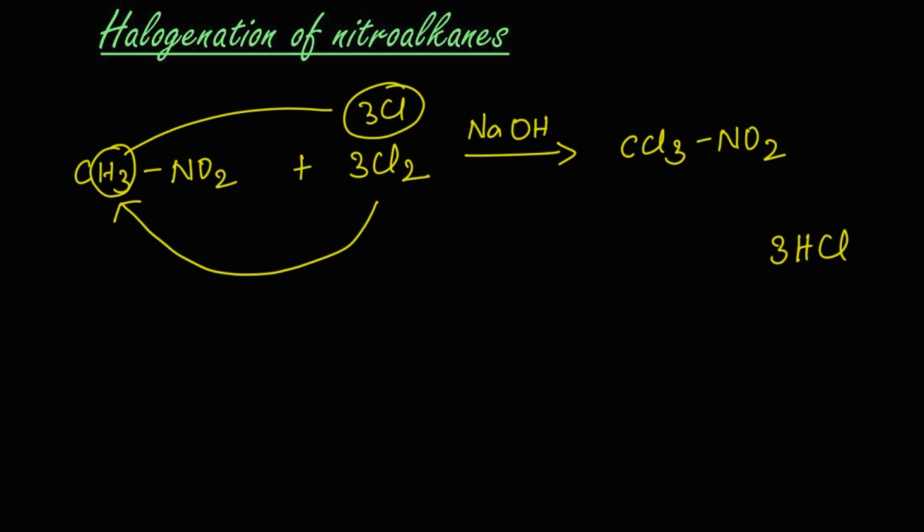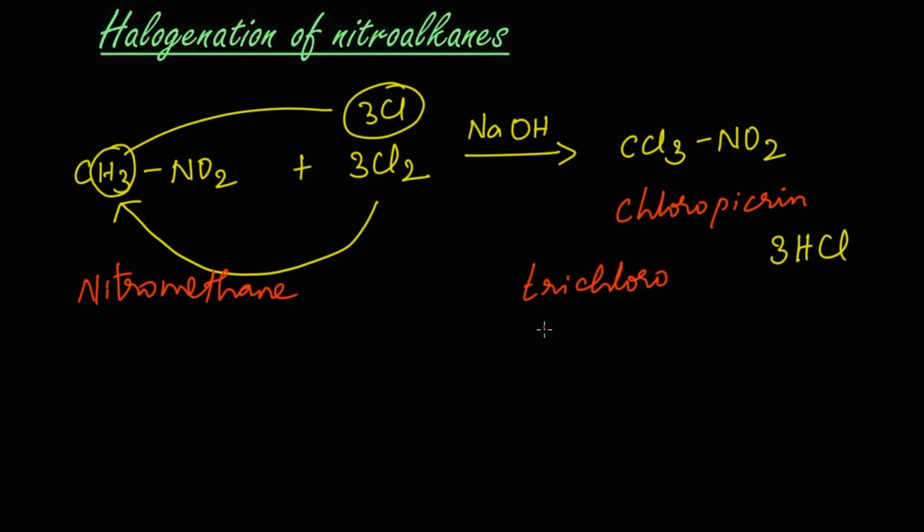Come on, let's write the names for these structures. This is nitromethane. It reacts with chlorine, in the presence of sodium hydroxide, and we get chloropicrin as the product. The other name of this compound is trichloronitromethane. Okay, and this is hydrogen chloride.